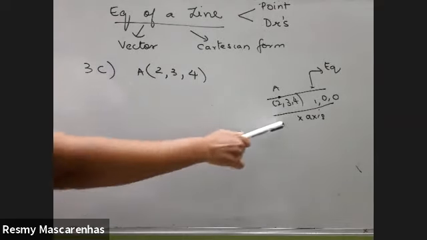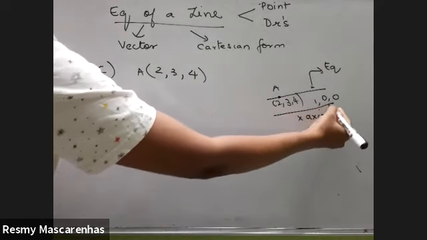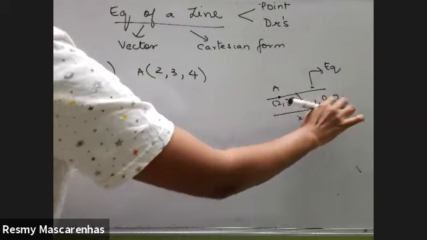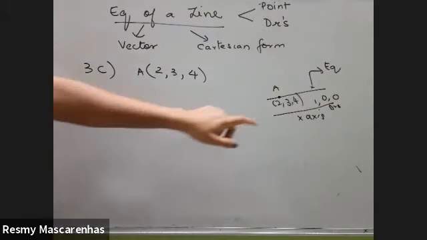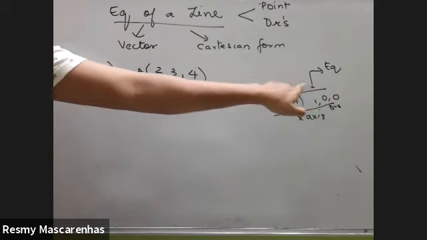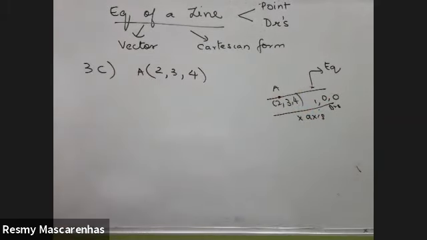Now it is parallel, so we got the direction ratios. These are my direction ratios, which I always write on the line separated by commas, without putting brackets. Whatever the direction ratios of the x-axis are, they are the direction ratios of this line also. So you don't have to find them again.